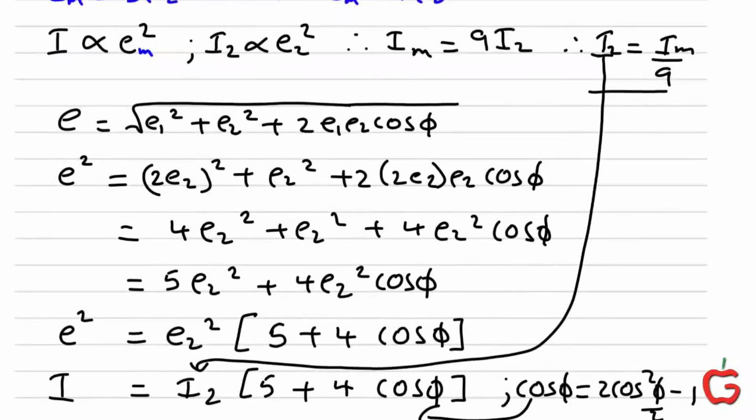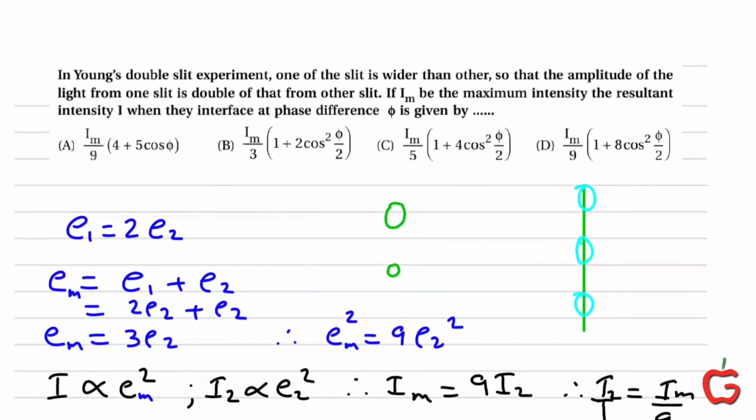Okay, let's see which option this is. So I maximum by 9, 1 plus 8 cos square phi by 2. So D option is the correct option.